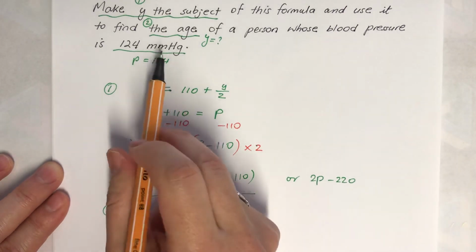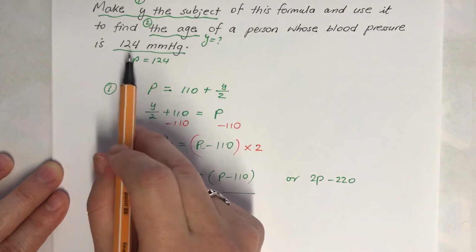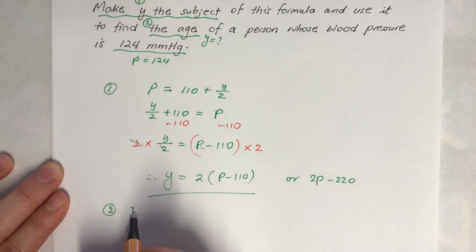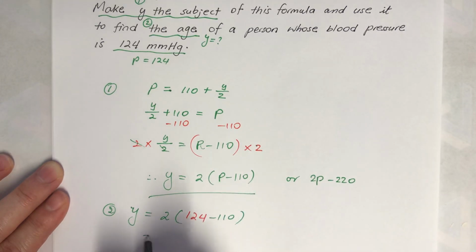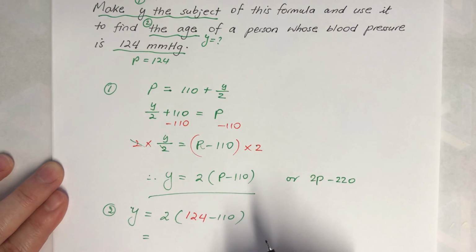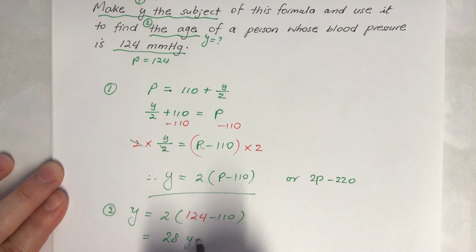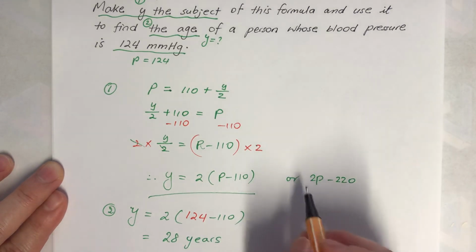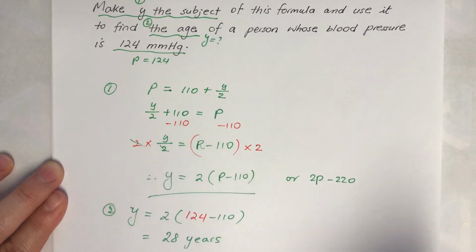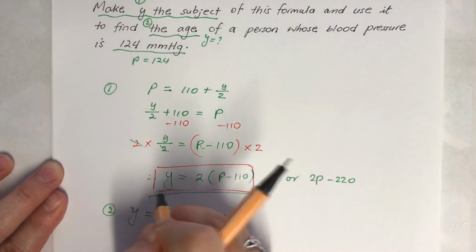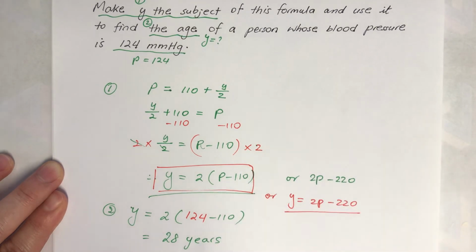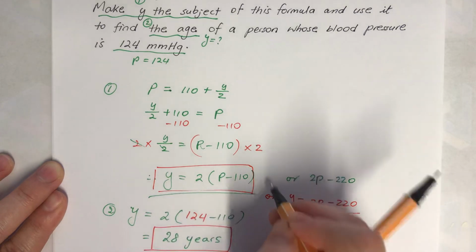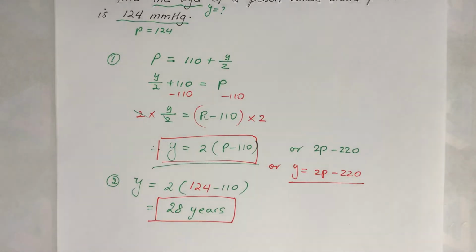So my second job was to find Y when P equals 124. So Y equals 2, and P was what? 124, take away 110. If you do that in your calculator, you will get 28 years. So the answer for this will be that, or if you want, Y equals 2P minus 220. Doesn't really matter which way you do it. And the second part answer is this. So you've got two answers for one question. Well done.